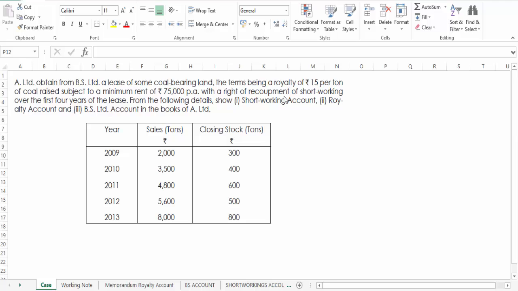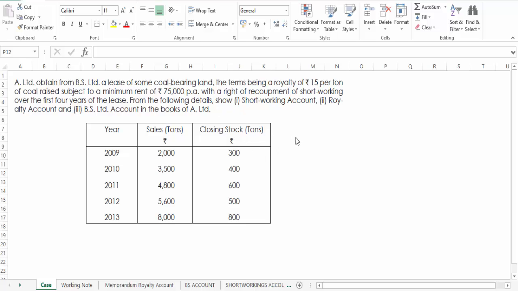But it also says there is a right of recoupment of short working over the first 4 years. So in the first 4 years, if the company had suffered any short workings, then that short working can be adjusted. So within the first 4 years, whatever short working there is, if any recoupment opportunity is available, it can be adjusted. Okay, so with this backdrop, we have to proceed.